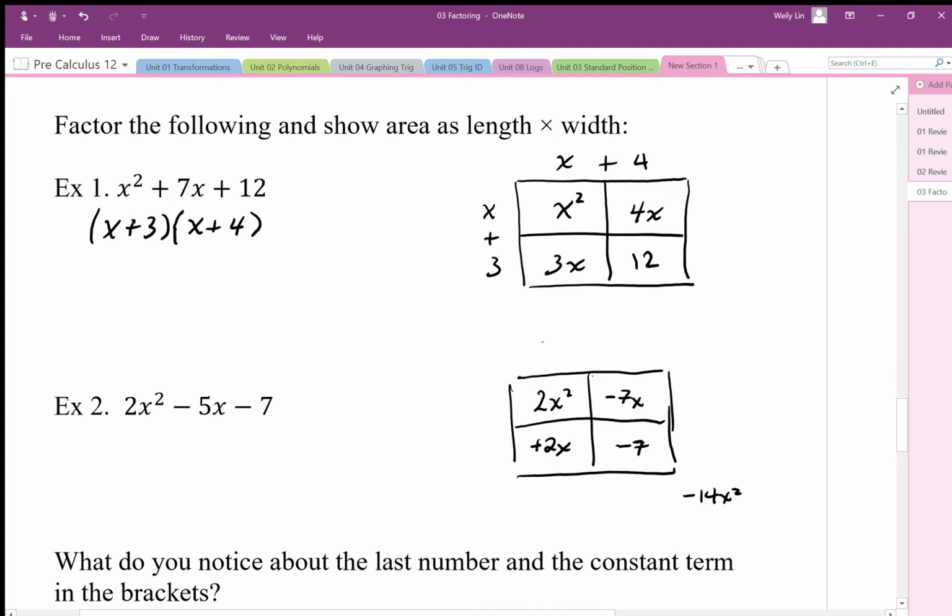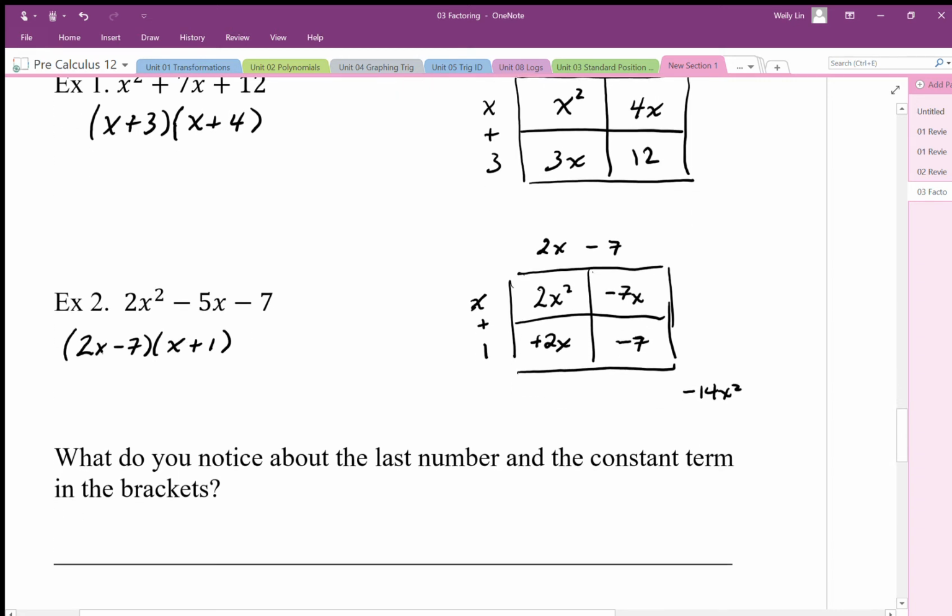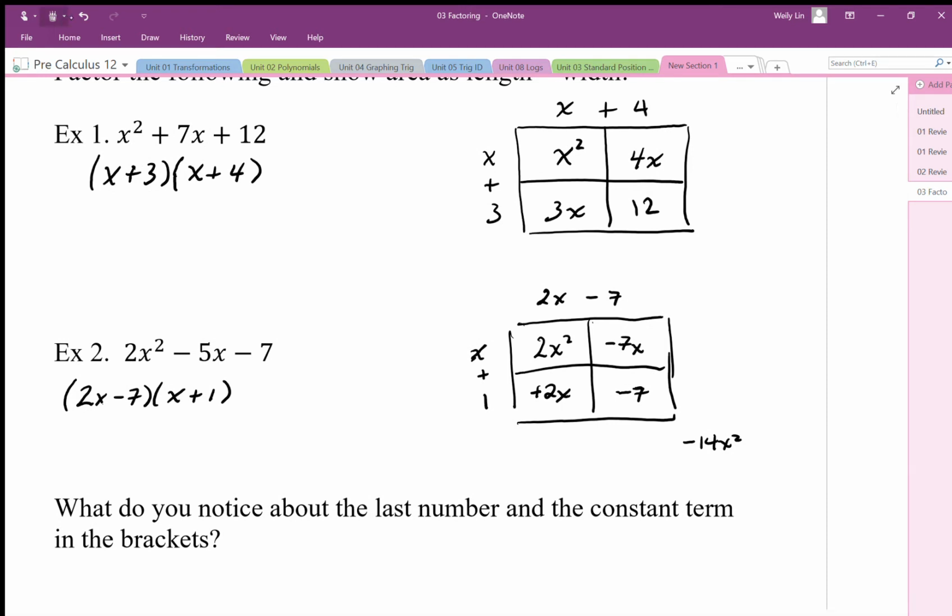Okay, so again, we factor out the common factors. It's going to be 2x minus 7. And then the common factor here is just going to be x plus 1. Okay, so then we can put it in our factored form: 2x minus 7, x plus 1.